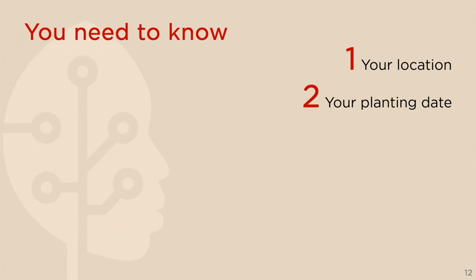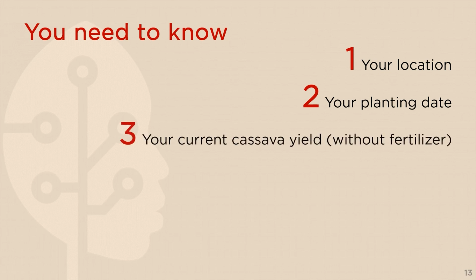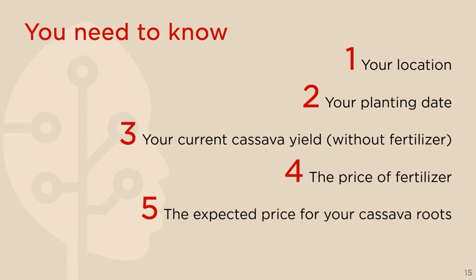In order to receive tailored fertilizer recommendations for your cassava field, you will need to provide the following information. 1. Your location. 2. Your planting date. 3. Your current yield. 4. The price of fertilizer. 5. The expected price of your cassava roots. 6. The size of your cassava field.